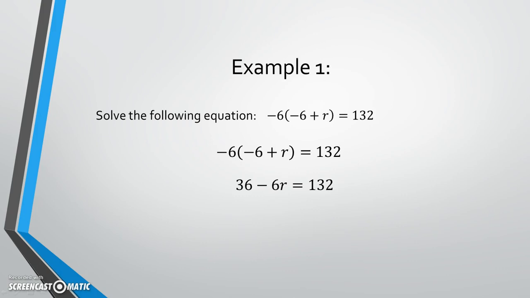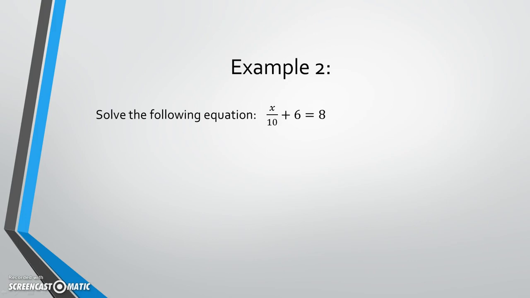We can't combine like terms, so we move on to step 3, which is inverse operations. We need to get r by itself, so we first have to get rid of the 36. So we subtract 36 from both sides, and we get 96. Okay, then we divide by -6 to get it by itself, and we get r equals -16. r is by itself, so we have our complete answer.